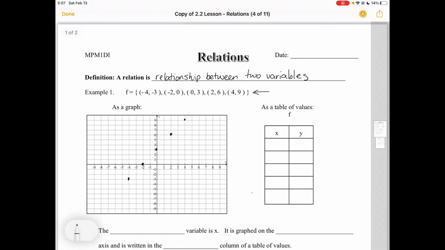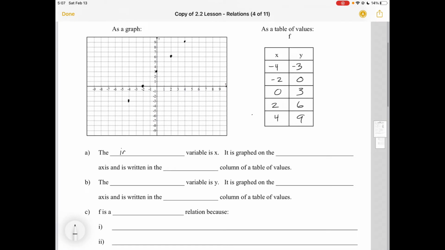Okay. We can also represent a relation as a table of values. So I'm going to put those points in here: (0, 3), (2, 6), and (4, 9). Now, a couple of things that we need to be familiar with: the independent variable is x. It's graphed on the horizontal axis and written in the left column of a table of values. The dependent variable is y. It's graphed on the vertical axis and is written in the right column of a table of values.